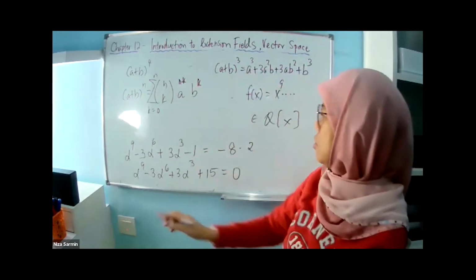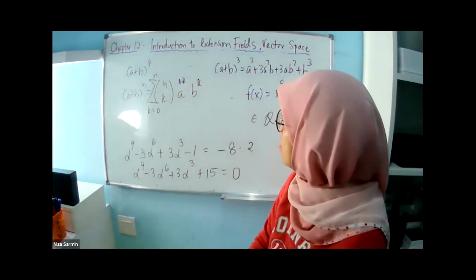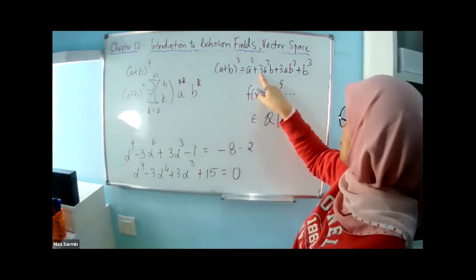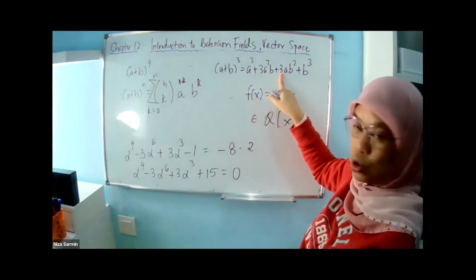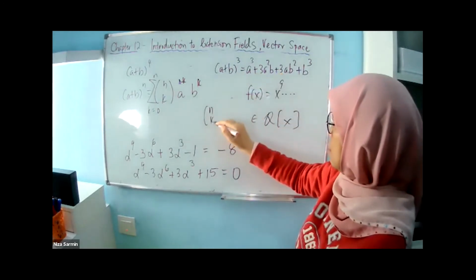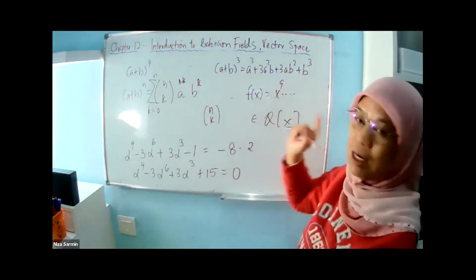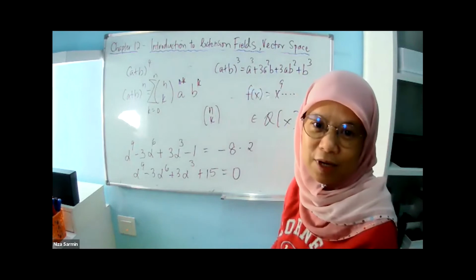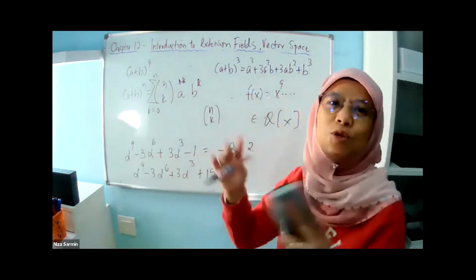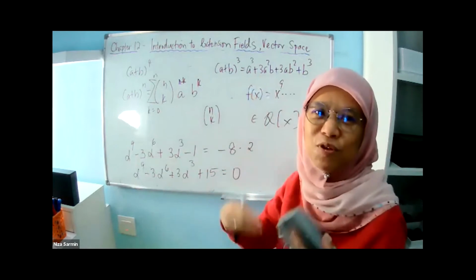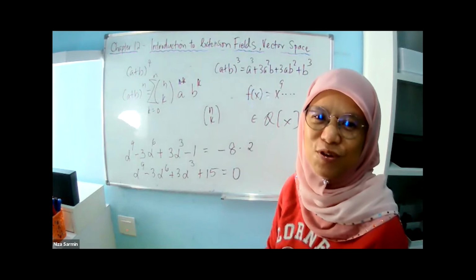If k is 0, you get the first one, a to the 9. So this one is actually 3 choose 1. This is 3 choose 0, 3 choose 1, 3 choose 2, 3 n choose k, and the last one is 3 choose 3. Right? That is the quick way. Otherwise, you have to multiply 3 times, 4 times, and then you tell me you don't have enough time for your test or for your final.